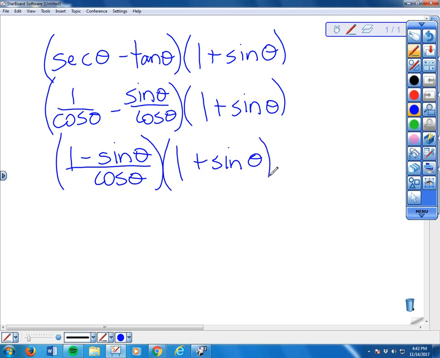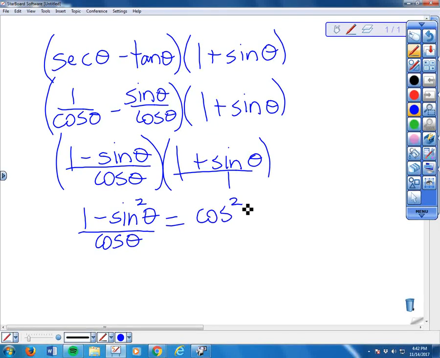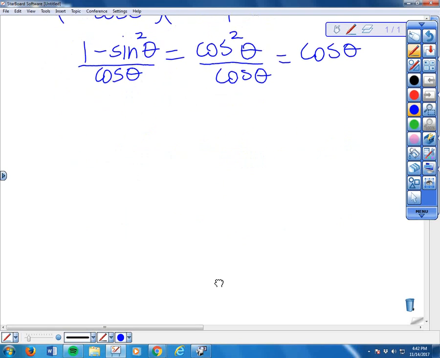And then go ahead and multiply 1 minus sine theta times 1 plus sine theta, which is 1 minus sine squared theta. And that's all over, because remember this is just over 1, multiply the denominators and the numerator. And this is cosine squared over cosine, which is cosine theta. And that's the answer to 1.